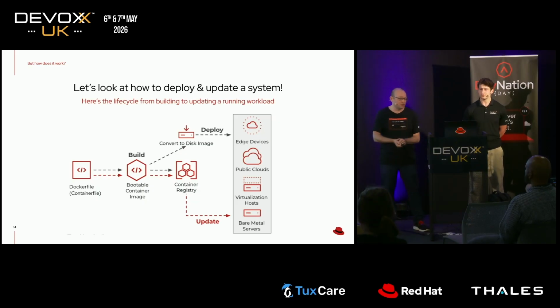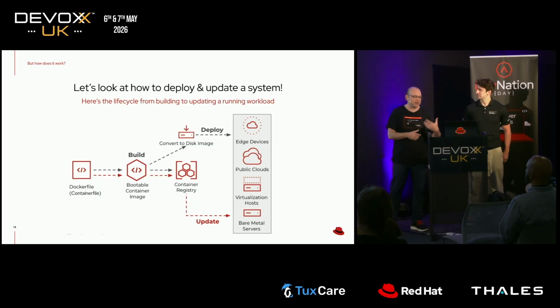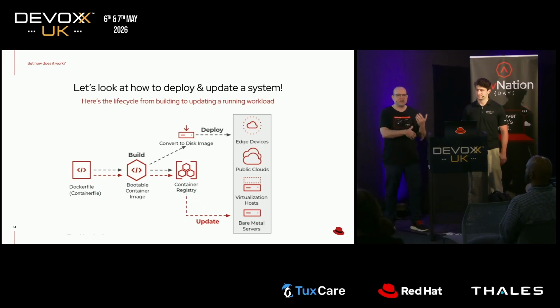Right, so let's have a look now at how the deploy and update system works. Like I said, you have your Dockerfile, your container files that you build in a prescriptive way. Then you build your container image, like your CI/CD pipelines in the traditional way. But it's not just about wrapping up your operating system inside of a container file.